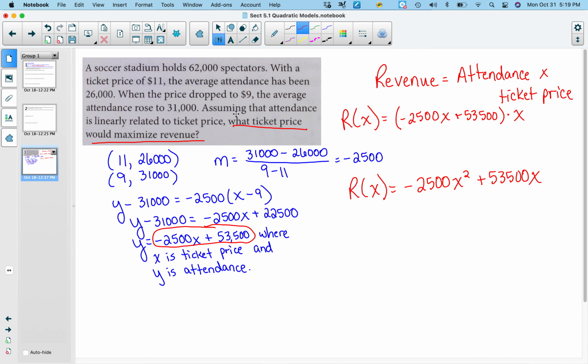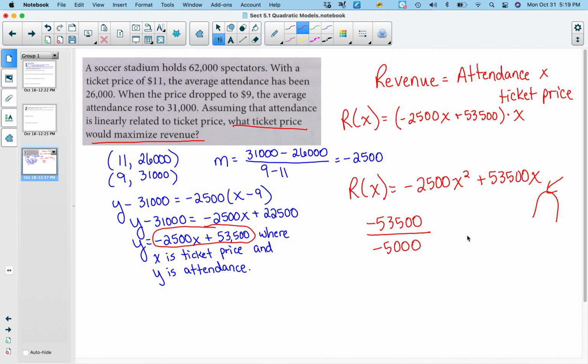The question asks what ticket price would maximize the revenue. Well, think about what kind of graph we have. It's a quadratic, it's a parabola, and it opens down. We're going to get something that looks sort of like this. If we want to maximize our function, then we need to know the value of the vertex. So we're going to take the opposite of B, and the value of C is 0, so the opposite of B over 2A.